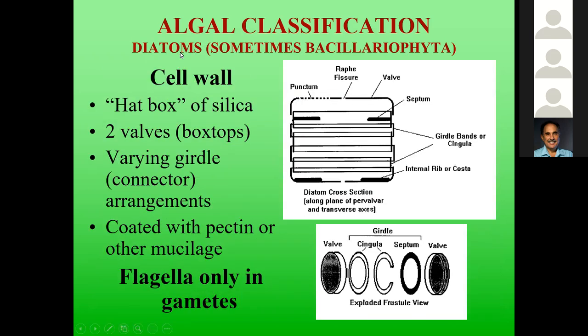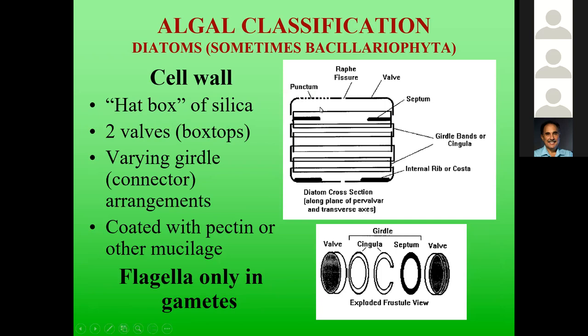All right, so the diatoms, we call them Bacillariophyta. A hatbox of silica. Basically, you've got a valve, a lid at both ends, and a bunch of girdle bands that hold the thing together in the middle. It may have structures like septa within it. It may have a fissure here, which runs longitudinally on it, which will be called a raphe. It'll have holes in it called punctae, or it may have thickenings called costae, like ribs. There's all these details, which under light microscopy, almost no way you're going to see most of this.